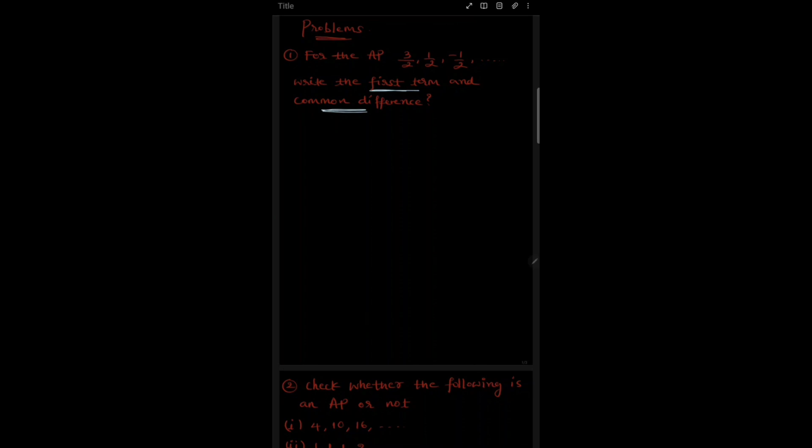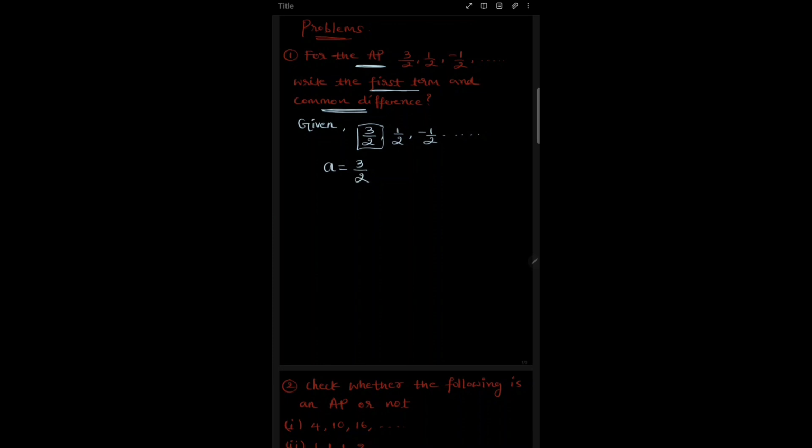So you already said that the sequence is AP. So you don't need to check it is an AP or not. So directly find out the first term and common difference. So given the sequence of an AP is 3 by 2, 1 by 2, minus 1 by 2, so on. So here the first term is 3 by 2. Right. Therefore the first term A is equal to 3 by 2.